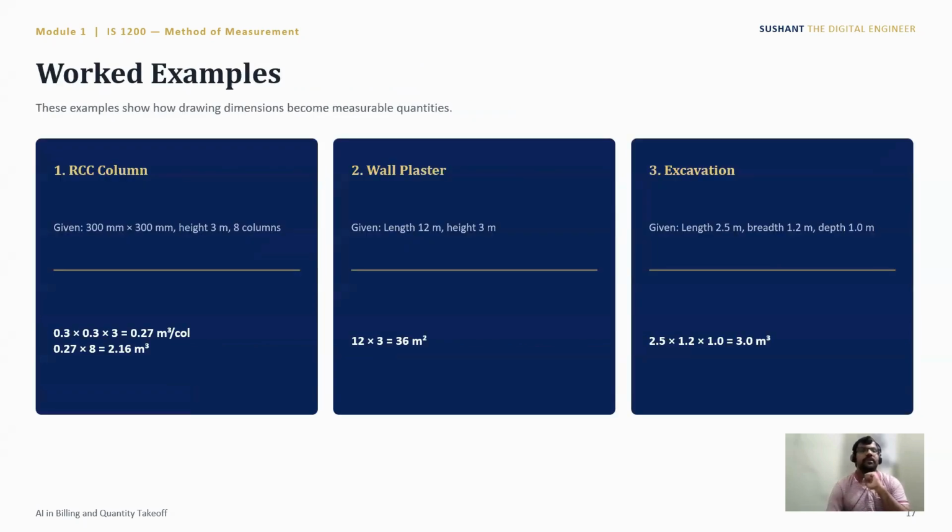Worked example. For example, an RCC column. The RCC column given is 300 by 300, height is 3 meters, and 8 columns are there. So the quantity is 0.27 cubic meters for one column. And how many columns are there? 8 columns. So it will be 2.16 cubic meters. Wall plaster, length 12 meters, height 3 meters. So it is a wall plaster. Excavation, length 2.5 meters, width 1.2 meters, and depth 1 meter. So it is 3 cubic meters. So this is the worked example.